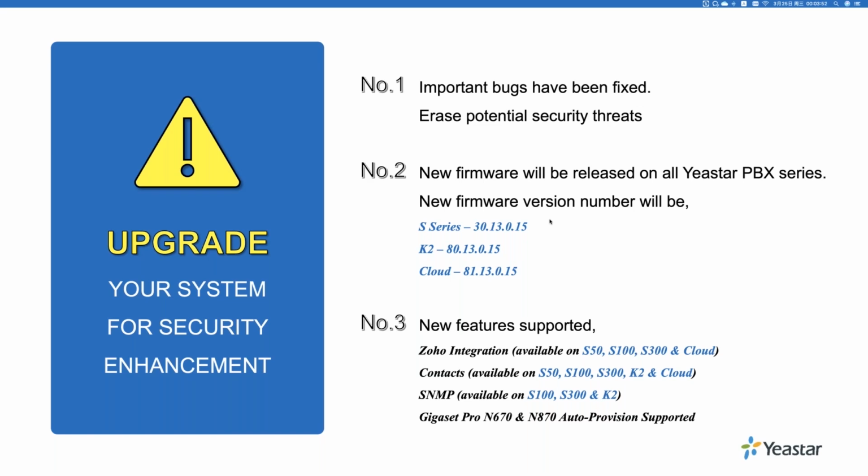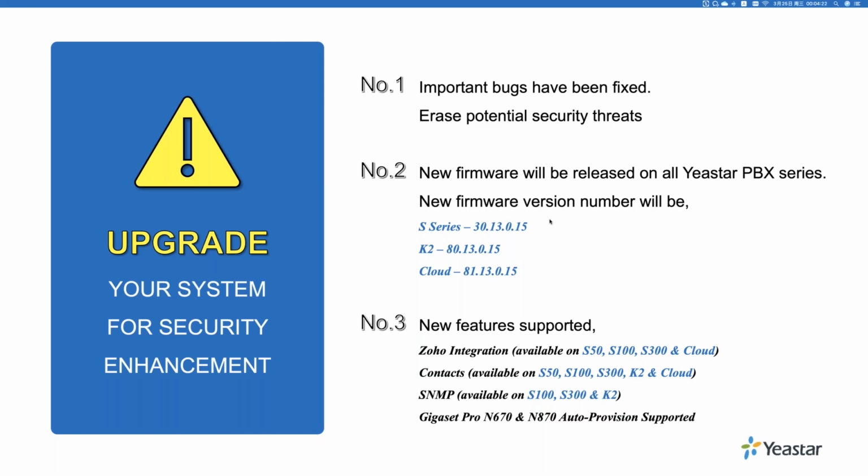We do have some difference between the previous one and this one, okay? So it's much easier, much simpler for your configuration. I'm going to talk about more details later. Anyway, the first feature we're going to have here is Zoho integration. It's going to be available on your S50, S100, S300, and Cloud PBX. So I'm pretty sure you guys must have figured that it's not going to be a solution for the entry-level system like S20 and S412. So it's not available for the entry-level system. That's the difference. Okay, so keep that in your mind.